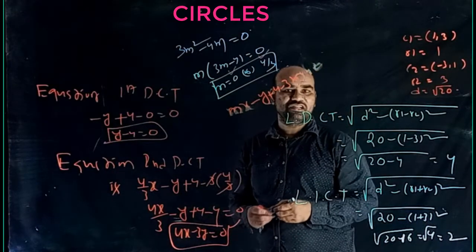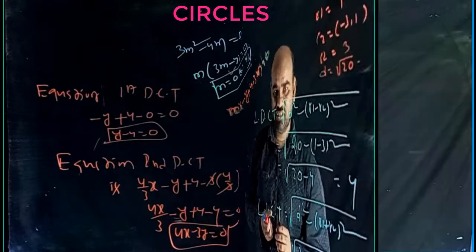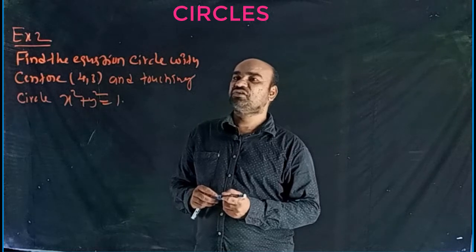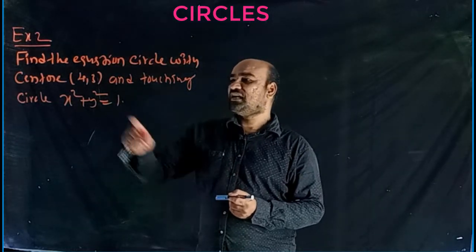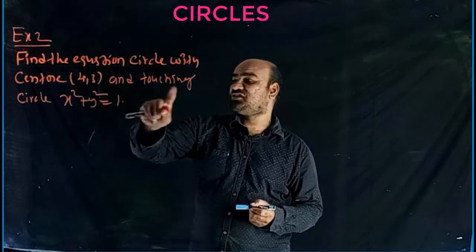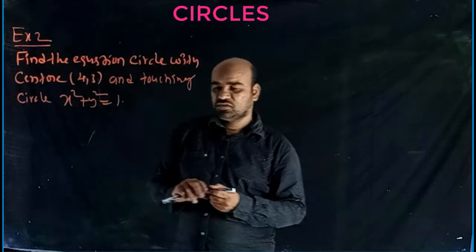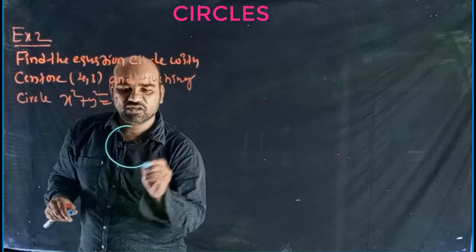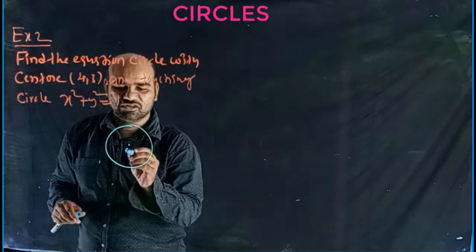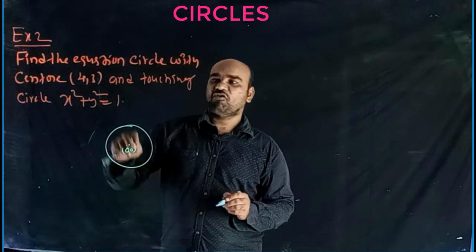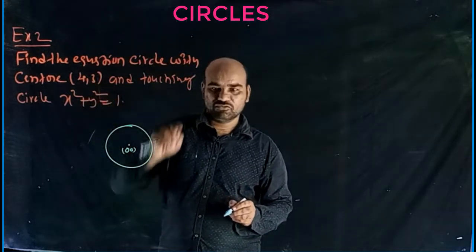2 units is the length of the indirect common tangents. Okay student, example 2. Find the equation of circle with center (4, 3) and touching the circle x square plus y square equal to 1. So x square plus y square equal to 1 is a circle whose center is (0, 0) and radius is 1. By using power of point concept, you can say that (4, 3) is outside.